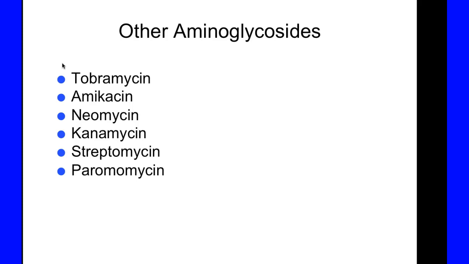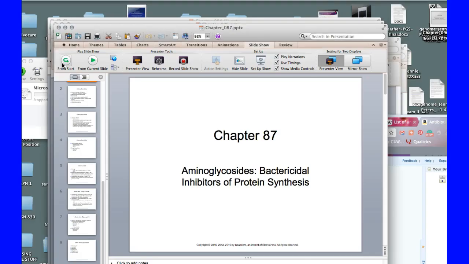These are other aminoglycosides that are out there: tobramycin, amikacin, neomycin, kanamycin, streptomycin, paromomycin. Most of these you won't see too much. You may see neomycin, streptomycin, sometimes tobramycin. But you would just expect to look these up if this was ordered, because it's not a common medication. And that's it on these medications here.